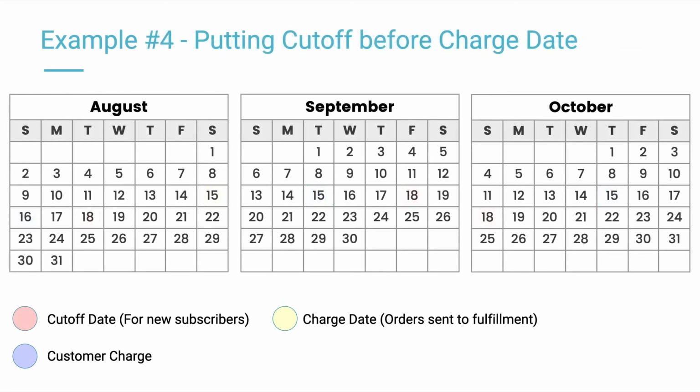Cutoff dates are intended to be placed after charge dates, since they give customers a few extra days breathing room if they miss the deadline. Putting the cutoff day before the charge day will charge the customer twice in the same month. In this example, the customer will get charged during their initial checkout on the 10th, but because it was before the cutoff date, they will get charged again on the 15th. From then on, the customer will get charged on the 15th of the month as intended.